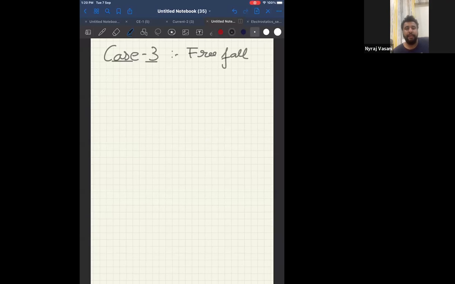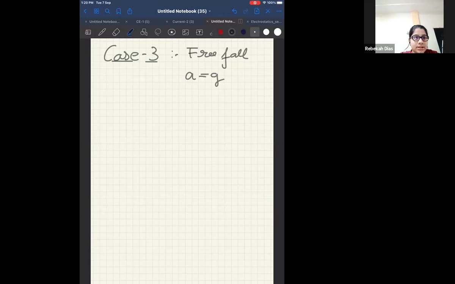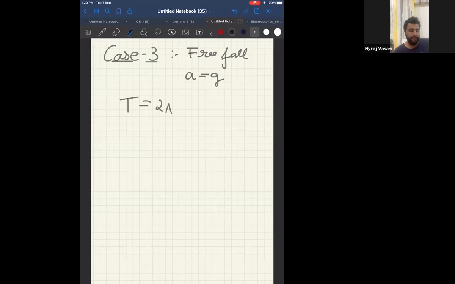Now, when the lift is in free fall, what does it mean? If someone cuts the rope, the lift falls freely. You know that the acceleration of a falling body is equal to the acceleration due to gravity itself. Correct? Therefore, when someone cuts the rope, will the lift be going up or down? Downwards. Now, what is the formula for a lift going downwards? T is equal to 2 pi root of L by G minus A.